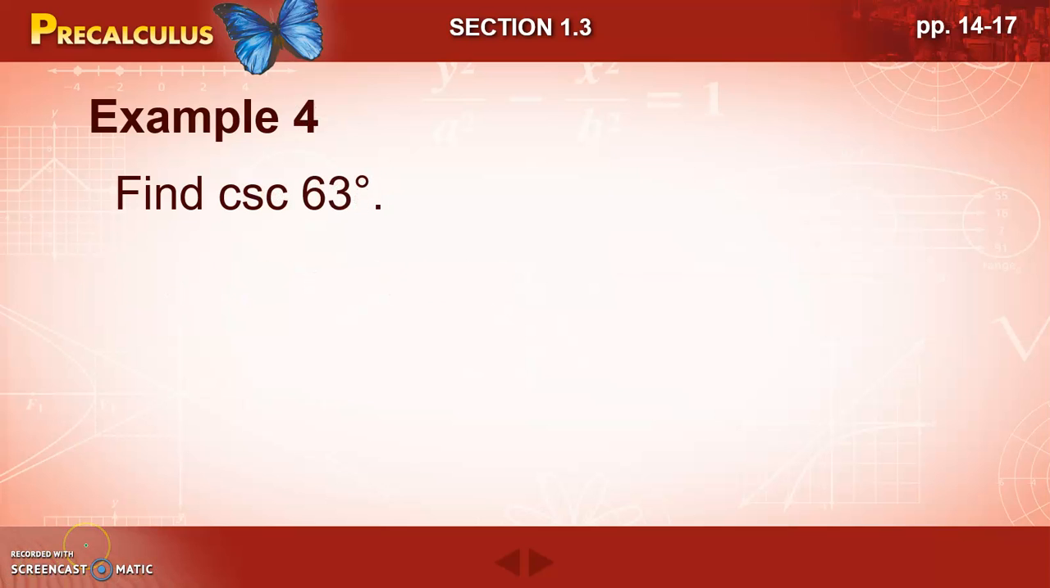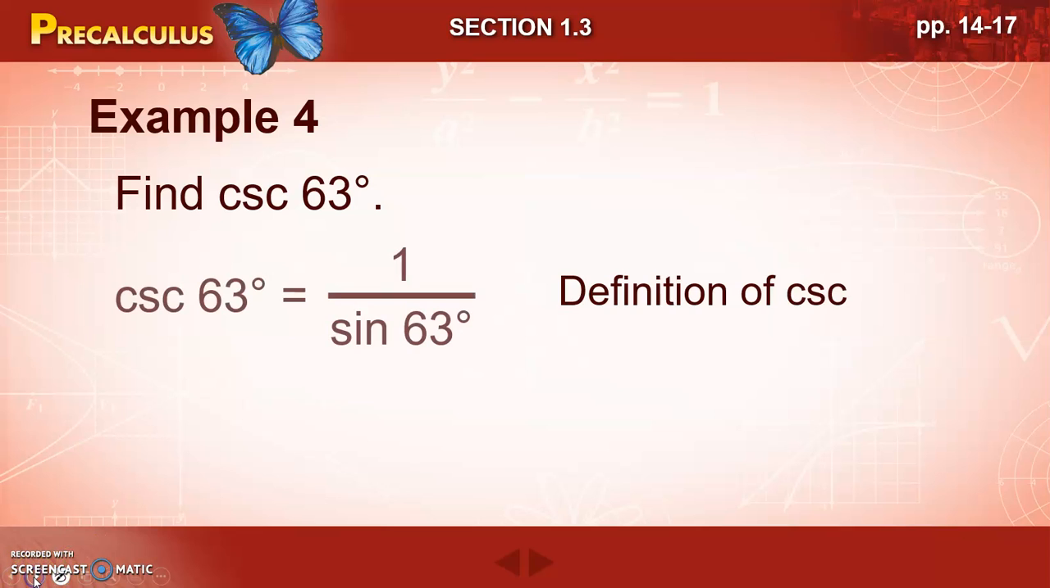Now, not all calculators come with buttons for cotangent, secant, or cosecant. Yours might, but if not, you may have to rely on your knowledge that cosecant, secant, and cotangent are just reciprocals of the initial three trig values. Remember that cosecant is just a reciprocal of 1 over sine. So the cosecant of 63 is 1 over the sine of 63.